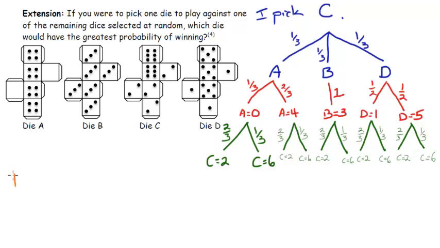So what's the probability that C wins? Where does C win? If I get a 0 and a 2, C wins here. A 0 and a 6, C wins. A 4 and a 2, nope. A 4 and a 6, yep. A 3 and a 2, nope. A 3 and a 6, yes. A 1 and a 2, yep. A 1 and a 6, yep. A 5 and a 2, nope. And a 5 and a 6, yes.